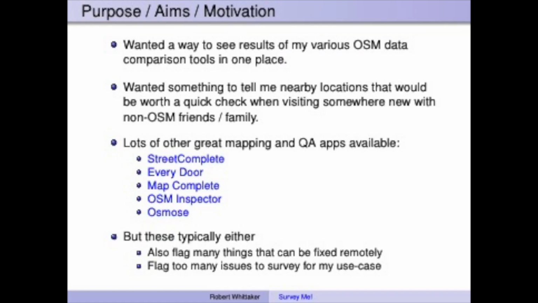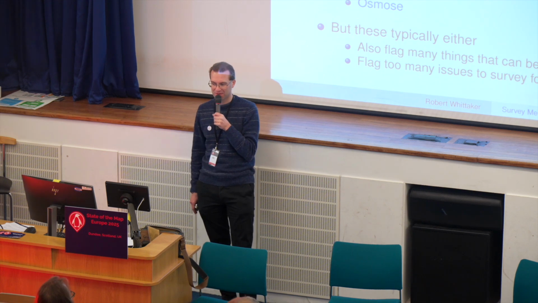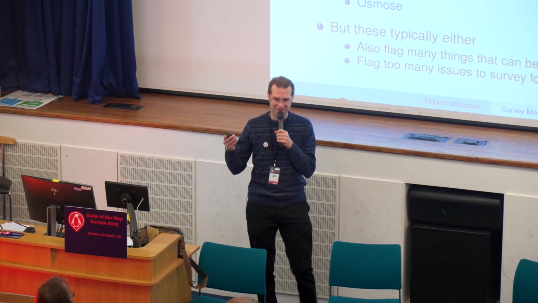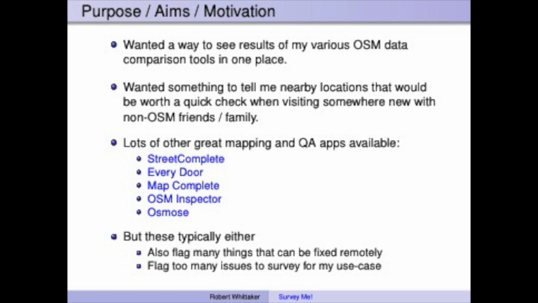I also wanted something that would show me things that were worth a quick check, maybe when I was out with family and friends that aren't obsessed with OpenStreetMap, because they'd get rather annoyed with me if I kept peering at my phone, mapping every single little thing along the way. There are lots of other great mapping tools and QA apps available, but I don't want to be going down a street filling in the opening hours for every single shop if I'm out with friends. They get rather annoyed with me. So I wanted something that would just show me a few more significant bits that I might be interested in mapping when I was out. And those other tools sort of flag too many things, or also include issues that are sort of desktop fixes rather than things where you need to be there in person.